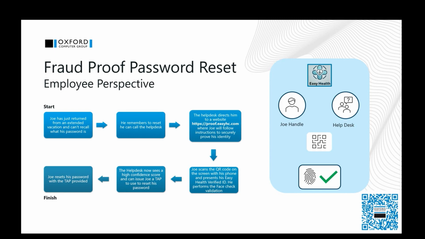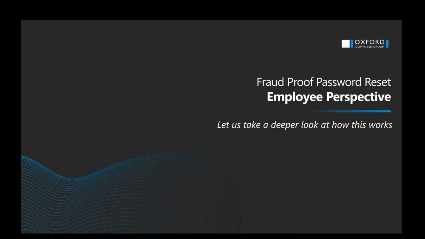Joe proceeds with the live face check, which checks against his employee picture that's on file, and provides a help desk engineer a confidence score. The help desk then sees that the score is high enough to offer a tap to Joe, so he can then have his password reset. So over to you, Nathan. Show us what this looks like.